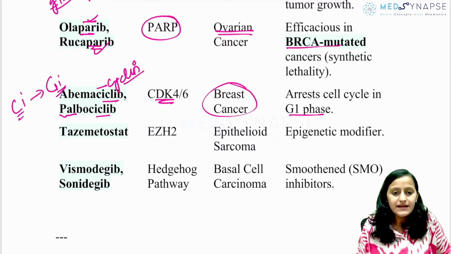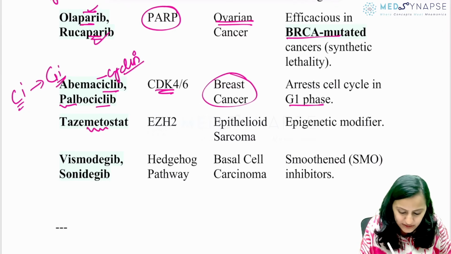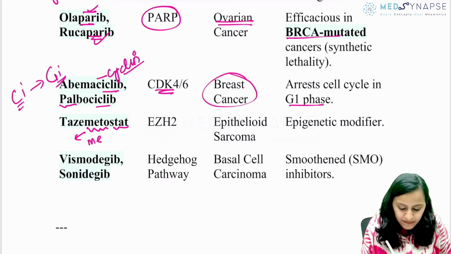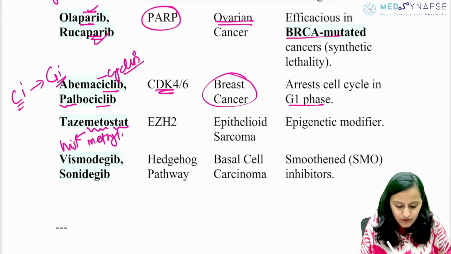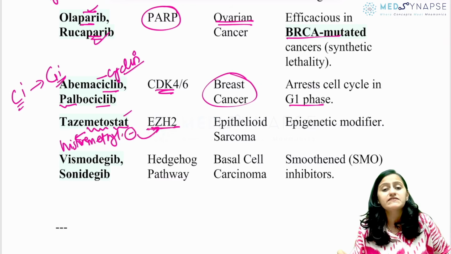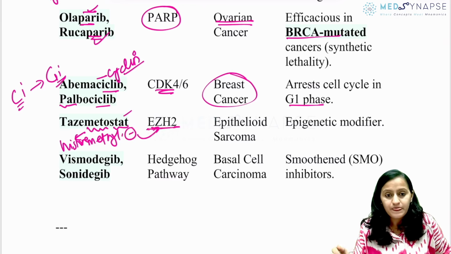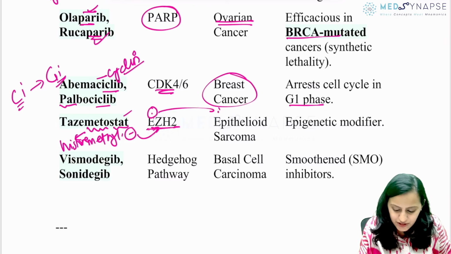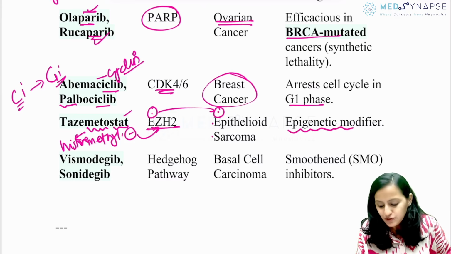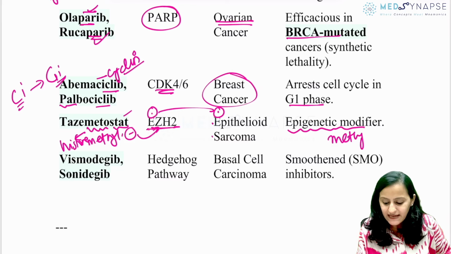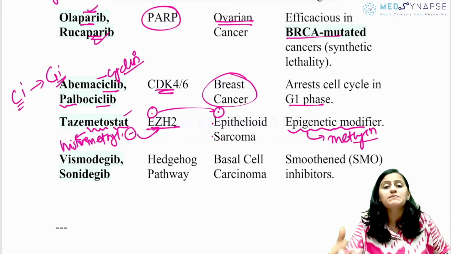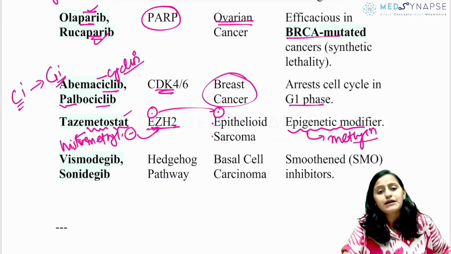Okay. Then you have tazemetostat, metostat. Okay, so these are the drugs which is meto ko stat kar raha hai. Meto is methyl transferase. The histone methyl transferase is what is being inhibited. The histone methyl transferase is given by this EZH2. So remember E for E, EZH2, EZ inhibiting ES, epithelioid sarcoma. So basically, you know, this is epigenetic modifier, the methylation, acetylation, covalent modifications are your epigenetic. So this is epigenetic modifier, which is tazemetostat.